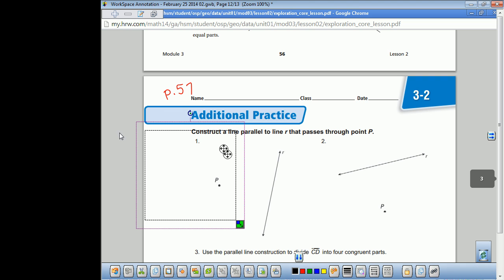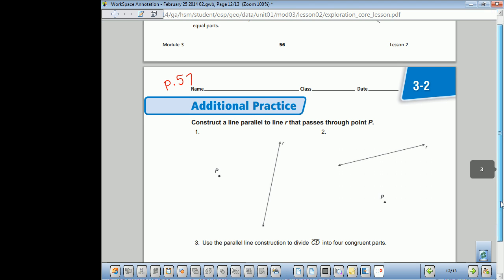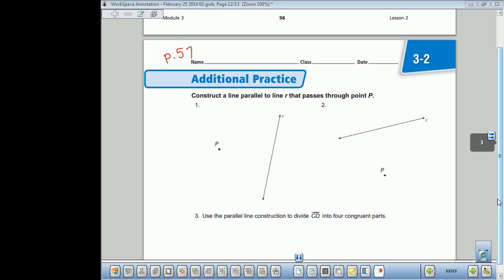Okay, if you did not pick up the compasses, they're right over on the table. Compass and a straight edge. And go ahead and pick those up every day, so that way we can get a little practice with them every day.